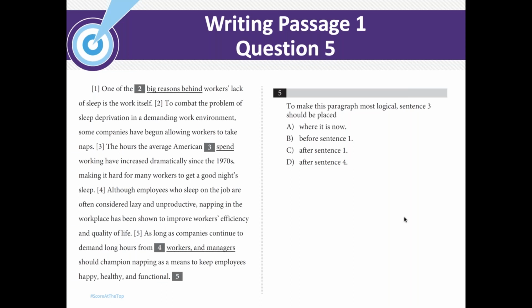Sentence 1 introduces the fact that workers lack sleep because of work, and sentence 3 gives an explanation about the number of hours that Americans have spent working and how they have increased, making it hard for them to get sleep. So usually for these sorts of questions, you're looking for a setup and an explanation. Sometimes you're looking for chronological order or order in a process.